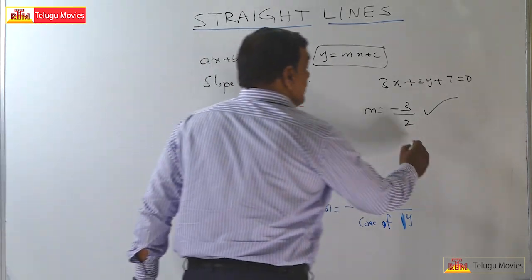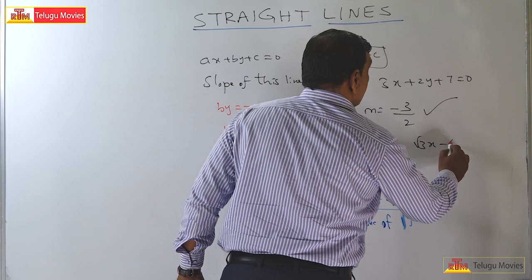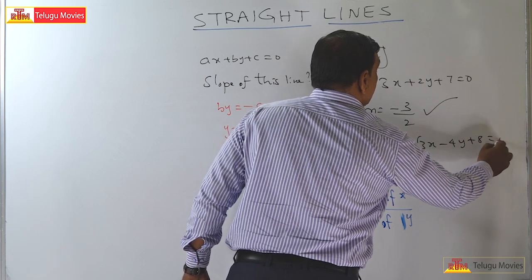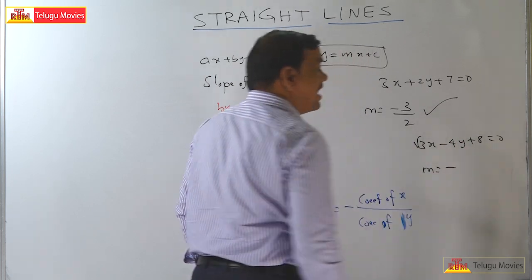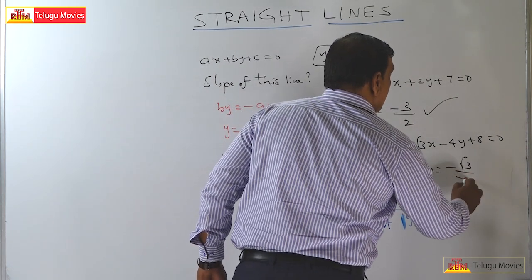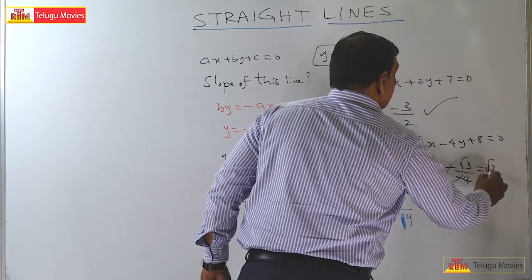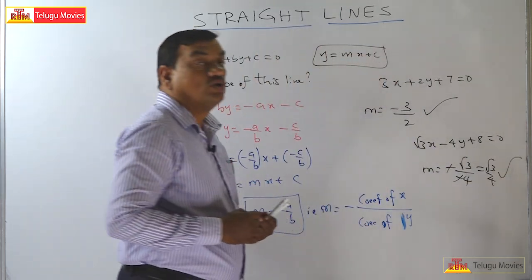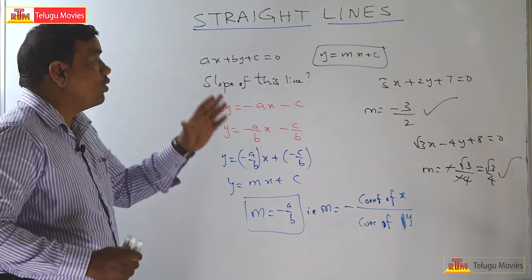Whatever may be the line. So, for example, root 3x minus 4y plus 8 is equal to 0. What is the slope of the line? Minus x coefficient, that is root 3, upon minus 4. Minus minus cancel, root 3 by 4. So, root 3 by 4 will be the slope of the line.